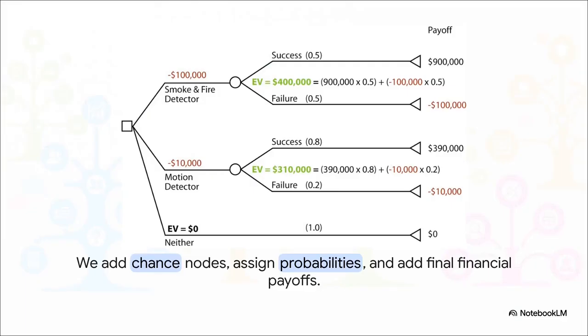Okay, let's put that into action on our tree. After each product branch, we add our chance nodes, the circles. From each circle, we draw 2 more little branches, one for success and one for failure. And now, using our research, we add the numbers. Let's say our survey showed a 50% chance of success for the smoke detector, and our market research suggests an 80% chance for the motion detector. Now we can add those probabilities along with the financial payoffs for each outcome.